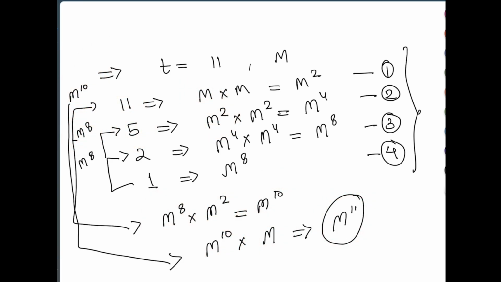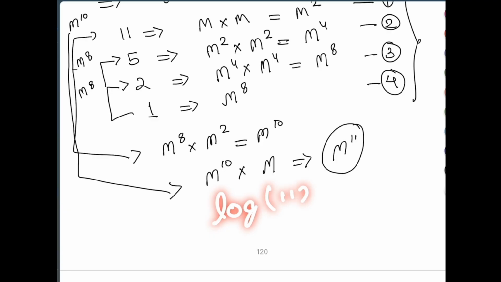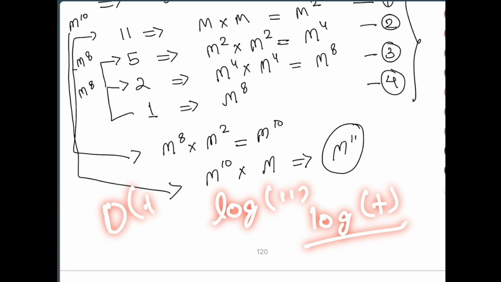You have to do this just for 1, 2, 3 and 4. Just 1, 2, 3, 4 function calls instead of doing it 11 times. So this is going to be really optimal, and this is basically log of 11, that is log of T, that is the time complexity for this, instead of O of T, right?